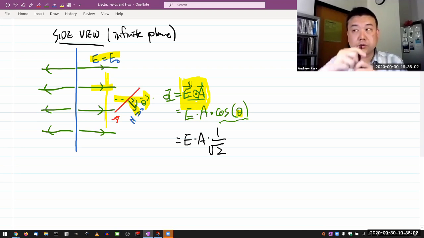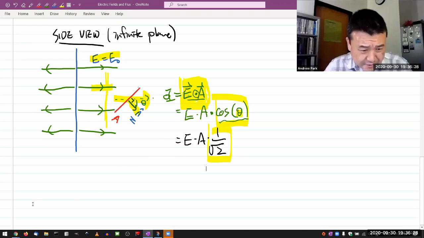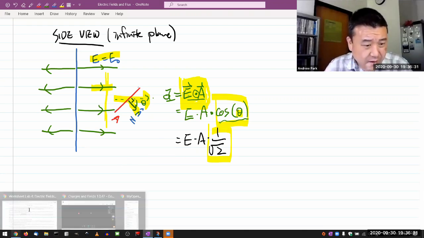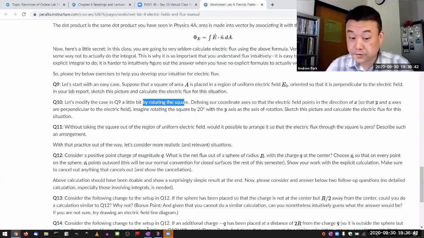Anything else, when you rotate the area relative to that orientation, you get flux that's decreasing from there. And that's captured here. When theta is anything other than 0 degrees, you get less value, and I got this 1 over root 2, not 1. And I think this is actually the next question in the lab: would it be possible to arrange it so that the electric flux through the square is 0? Yeah, I think you can imagine that. Two different ways to get at it.